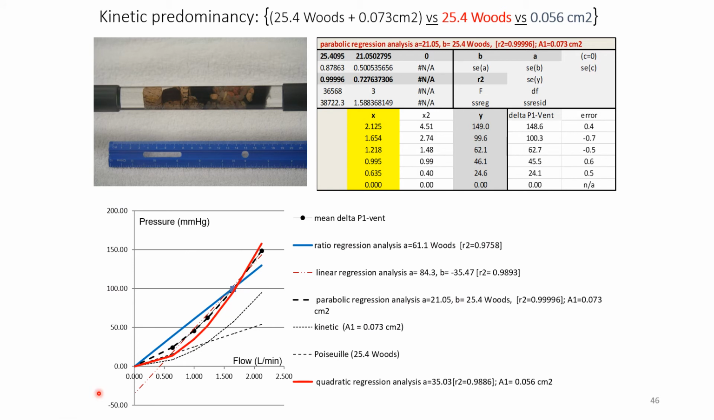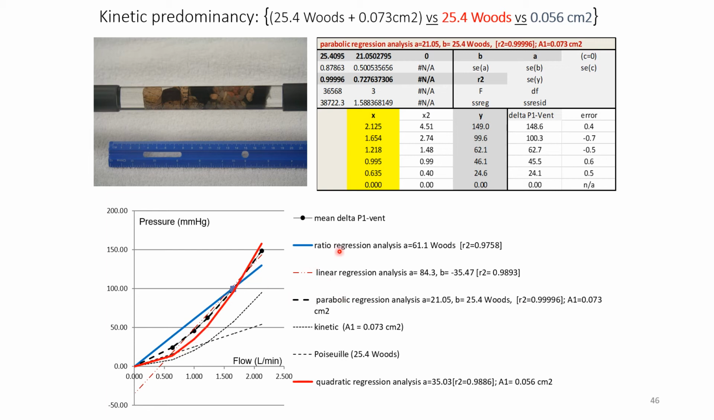So here we have the data and the true data of the points. So these are the points of flow and pressure difference. You see that it goes from 0 to 150 of pressure difference in this case, and the flow went from 0 to 2.1 liters per minute. And you see that the data is plotted as a black dot, and you see that the parabolic regression has a very good fitting to the data.